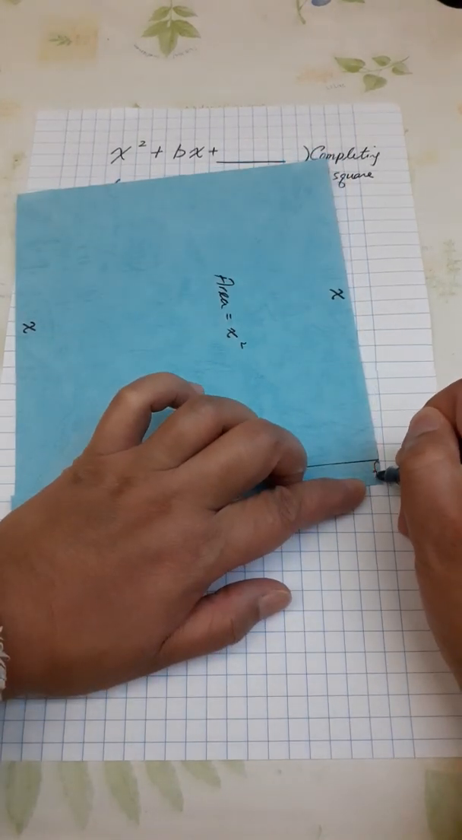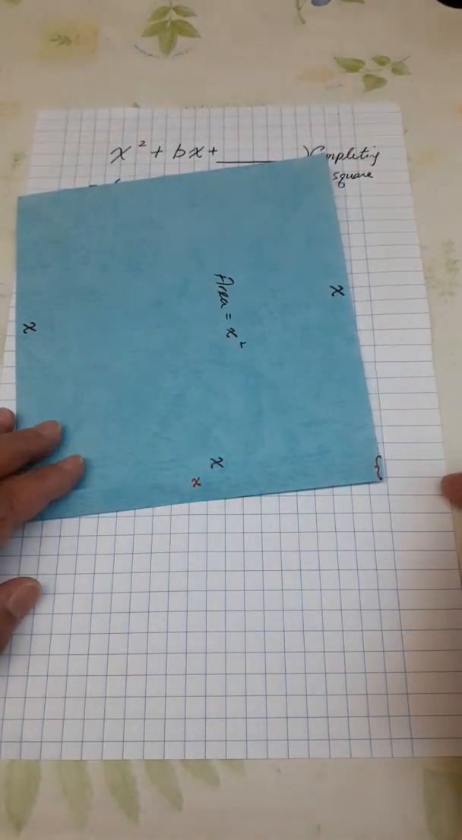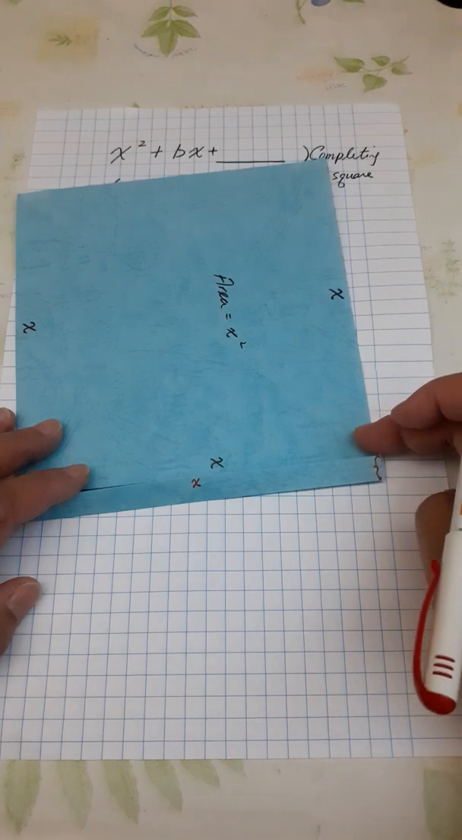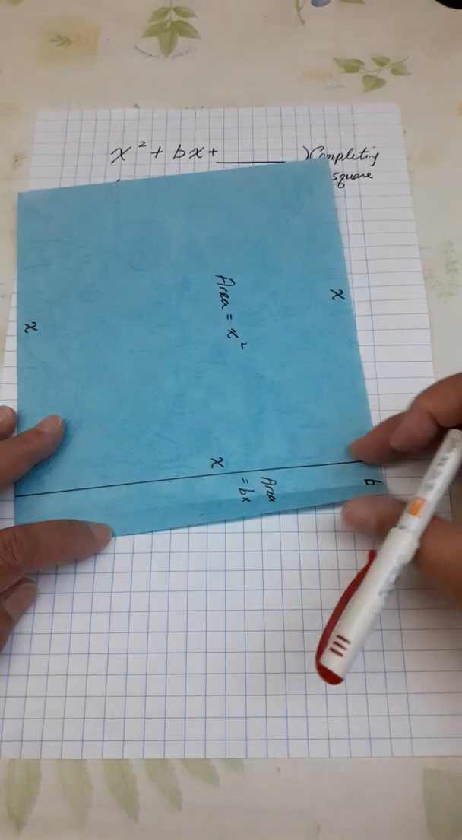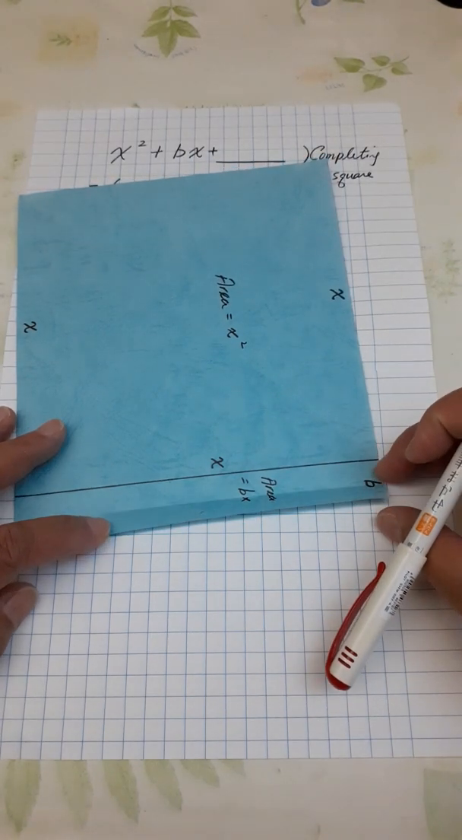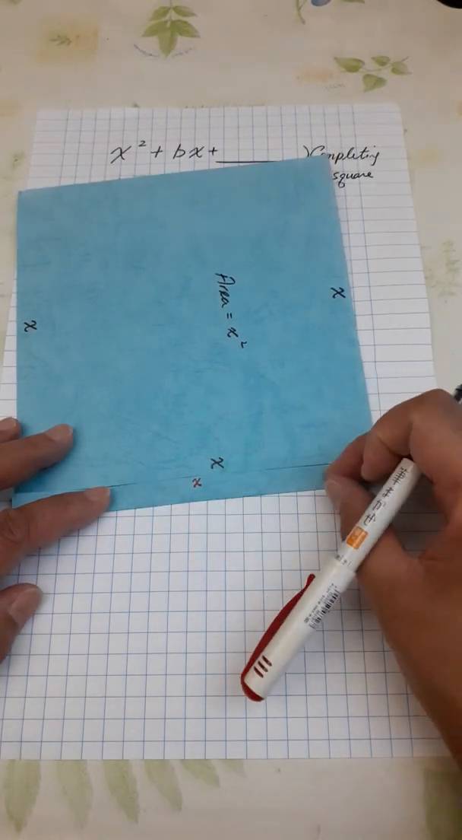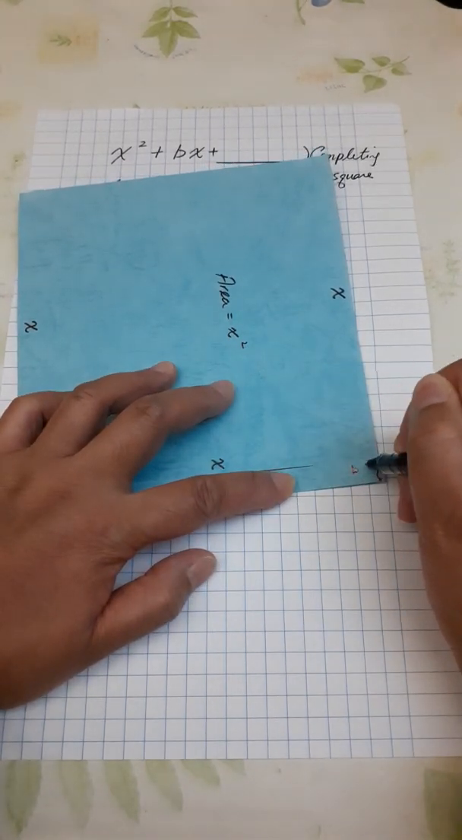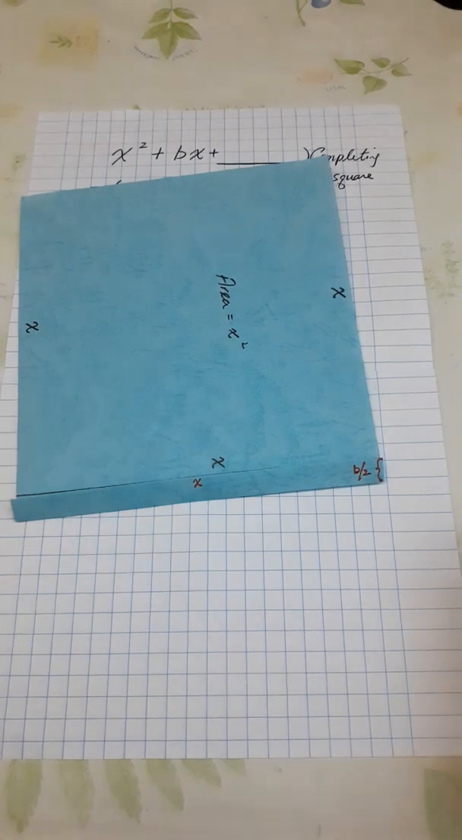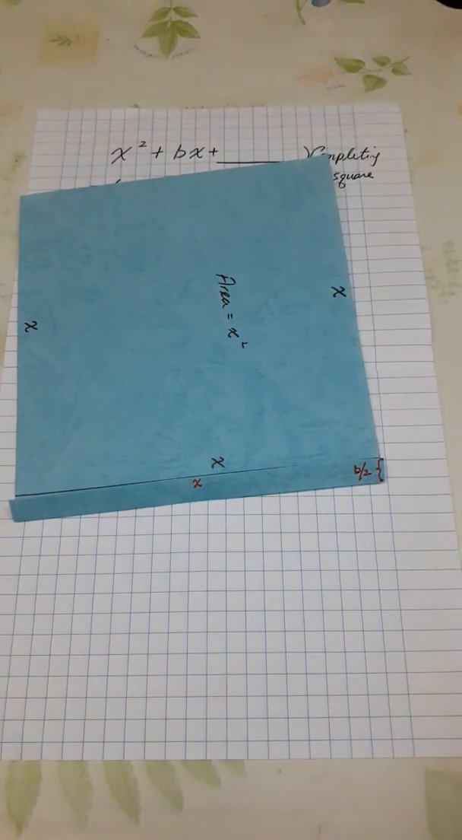How about this one? Do you remember what's the original length for the whole rectangle? This is b. And therefore, if I fold it into half like that, it means this length is half of b, okay, b over 2.